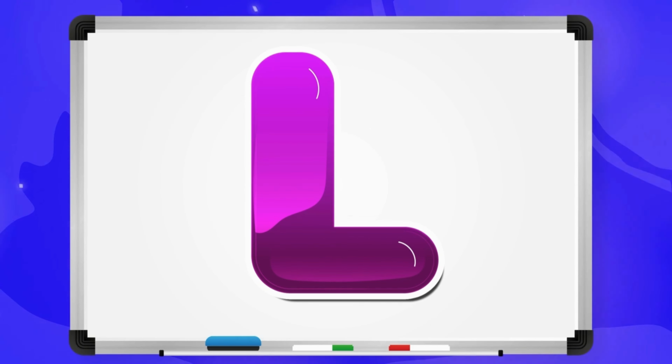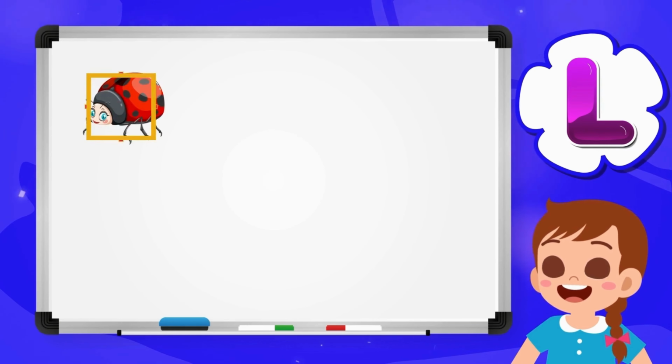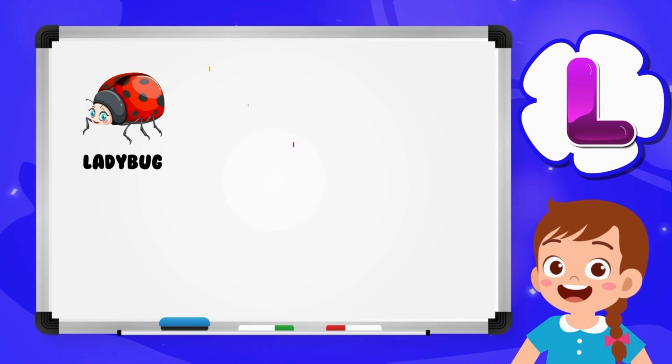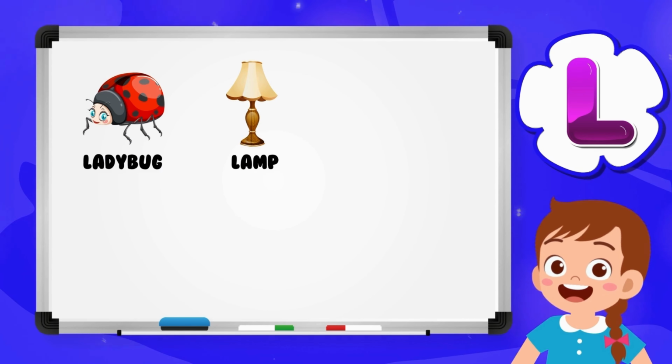L. L is for ladybug. L is for lamp. L is for leaf. L is for lemon. L is for lion. L is for legs.